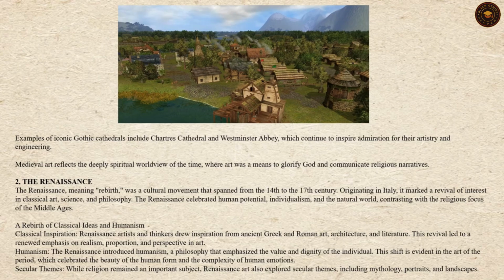Humanism. The Renaissance introduced humanism, a philosophy that emphasized the value and dignity of the individual. This shift is evident in the art of the period, which celebrated the beauty of the human form and the complexity of human emotions. Secular themes. While religion remained an important subject, Renaissance art also explored secular themes, including mythology, portraits, and landscapes.